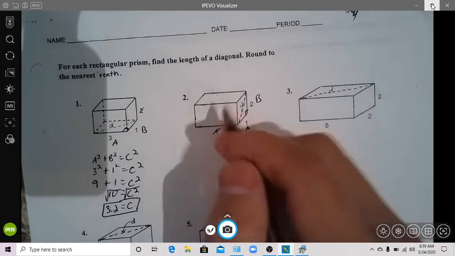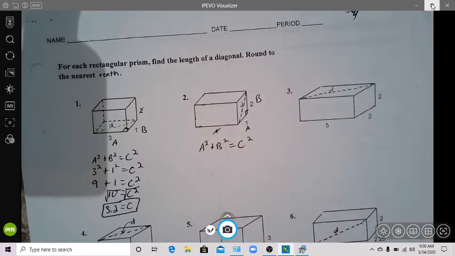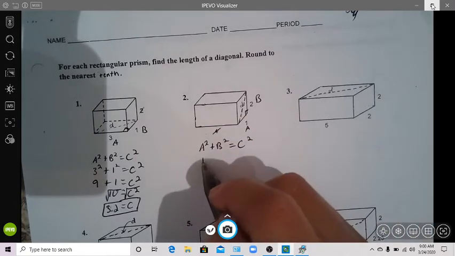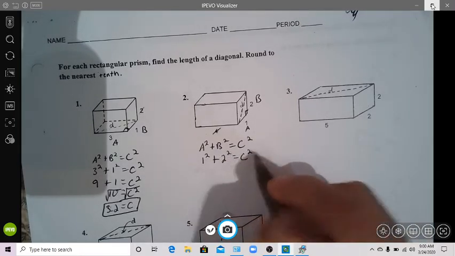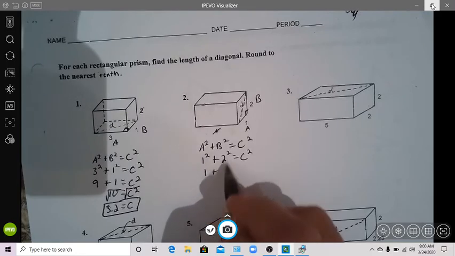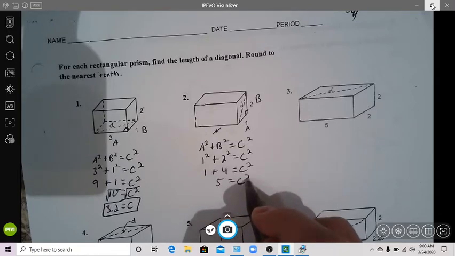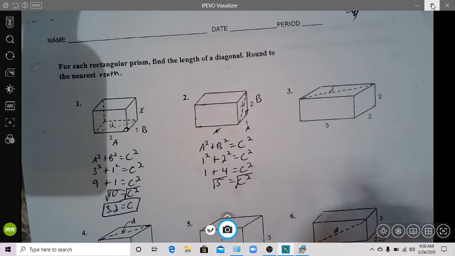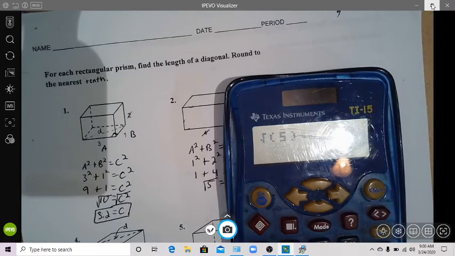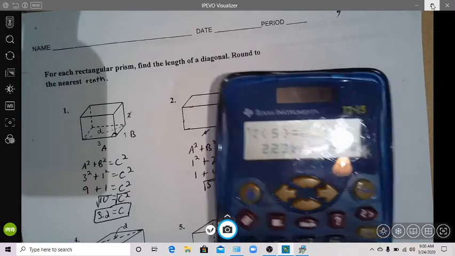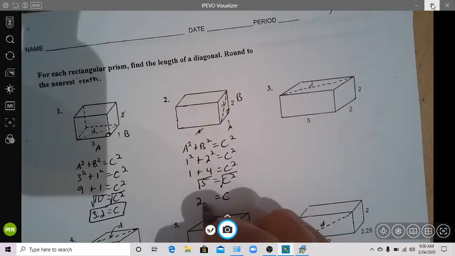All right, so we're going to plug it in. A squared plus B squared equals C squared. So A is 1, so 1 squared, plus B is 2, so 2 squared, equals C squared. 1 squared is 1, 2 squared is 4, 1 plus 4 is 5. 5 equals C squared, and the last step is we're going to take the square root. So the square root of 5 comes out to be 2.2. So I'll put C is 2.2 units long.